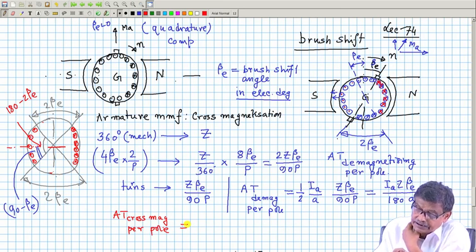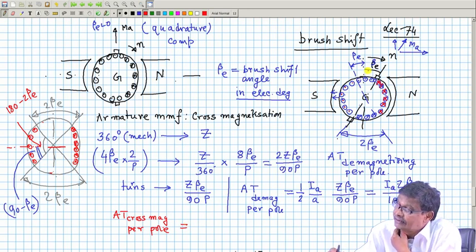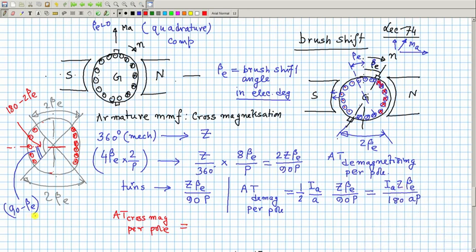These calculations are okay now, 180 minus 2 beta E by 2, because this angle is half of this angle. So, it will be then equal to I A Z by 180 A P. Only for beta E I will write 90 minus beta E. Degree writing is not necessary, because numerator degree, denominator degree, that goes. This will be the cross magnetizing ampere turns. Is that clear?